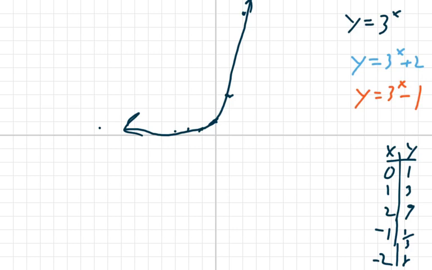So if we wanted to graph y equals 3 to the x plus 2, all the y values go up by 2. And that one's up there somewhere. And so there's my graph. And if we did -1, then obviously everything would subtract by 1. And it's all this curve. And that's what the graph looks like.